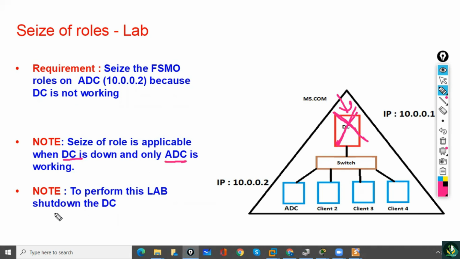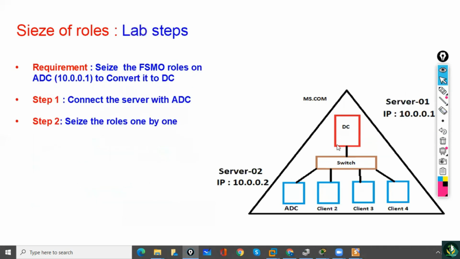Note, to perform this lab, shut down the DC. So what we will do, we shut down this DC. In our lab, this is our DC now. So we'll shut it down. Then seize the FSMO roles on ADC, that is 10.0.0.1 now, and convert it to DC. Again, the same steps we need to follow. We need to connect the server with ADC. On the same server, we'll connect it, and seize the roles one by one.